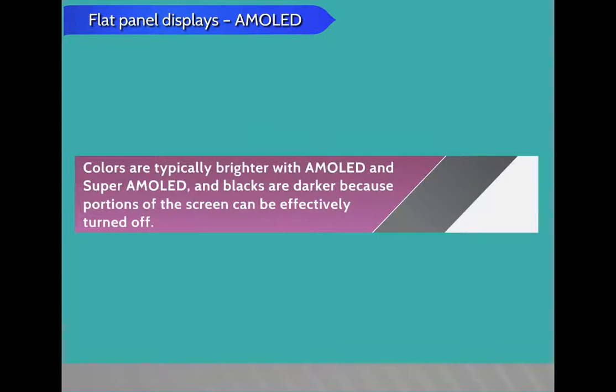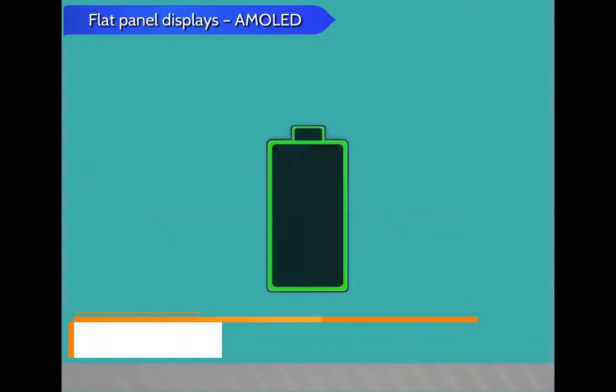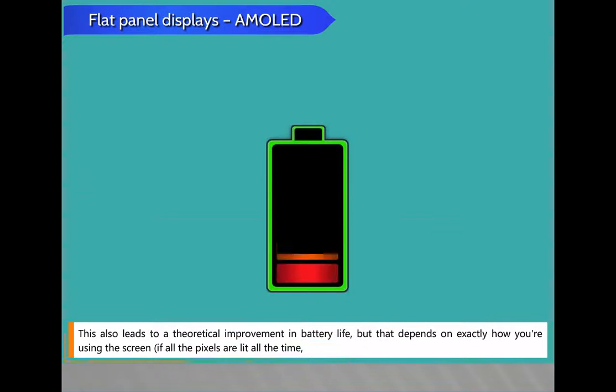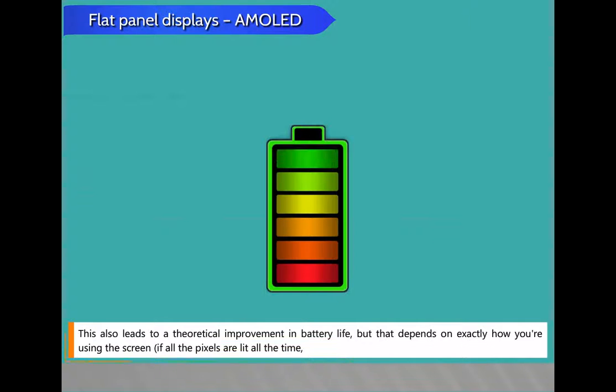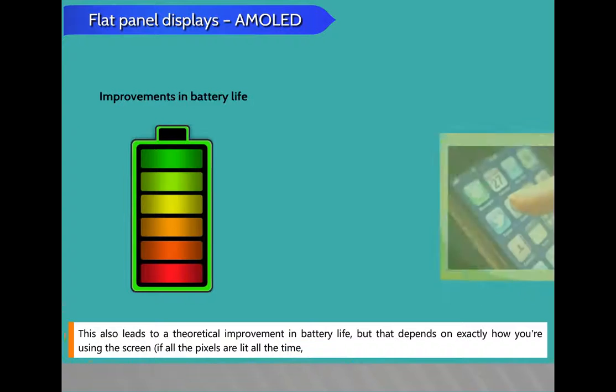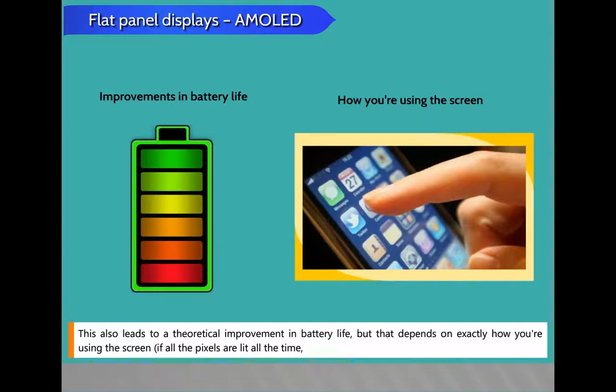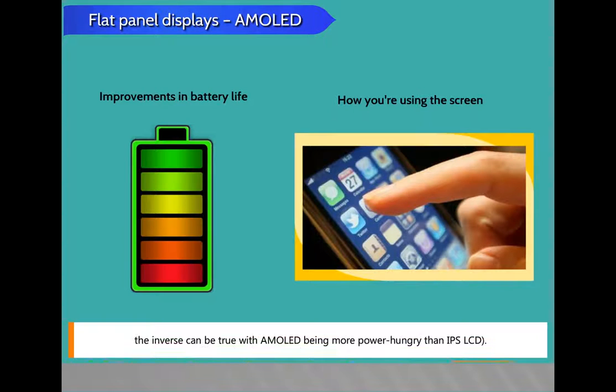Colors are typically brighter with AMOLED and Super AMOLED, and blacks are darker because portions of the screen can be effectively turned off. This also leads to a theoretical improvement in battery life, but that depends on exactly how you're using the screen. That is, if all the pixels are lit all the time, the inverse can be true, with AMOLED being more power hungry than IPS LCD.